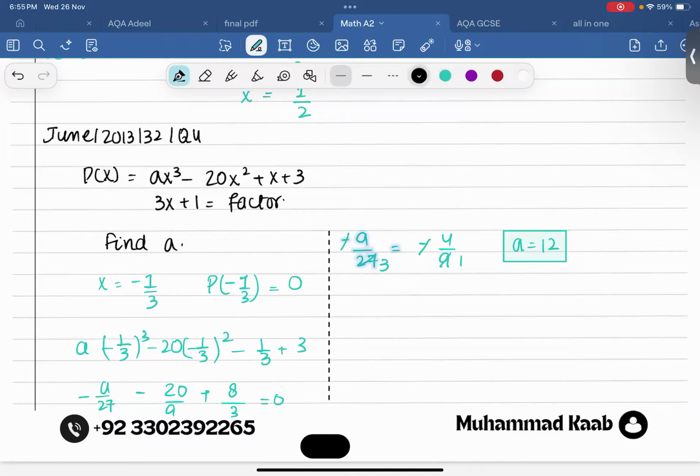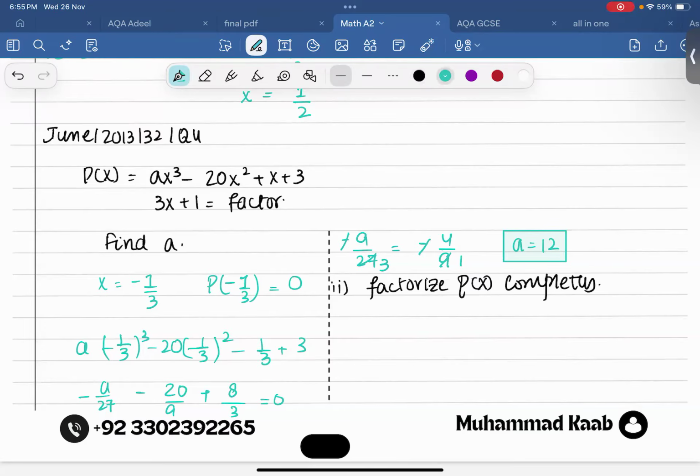Now, the second part, this one is easy, right? In the second part, they're saying: when a has this value, factorize p of x completely. Okay, factorize p of x completely, right? So there could be two possible options. One is going to be the long division and the other is the comparison method, but let's just try the long division.